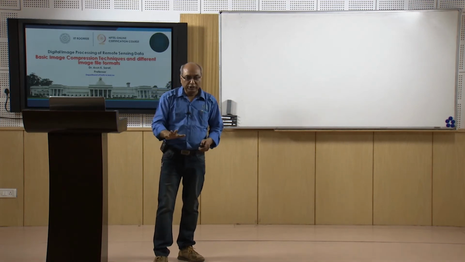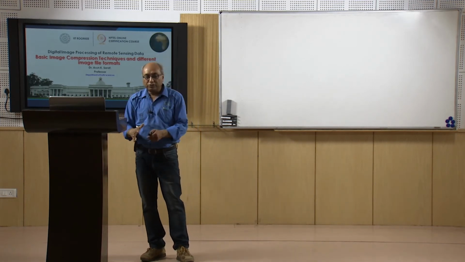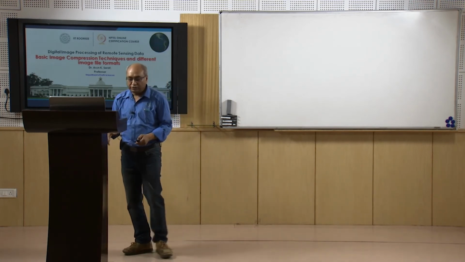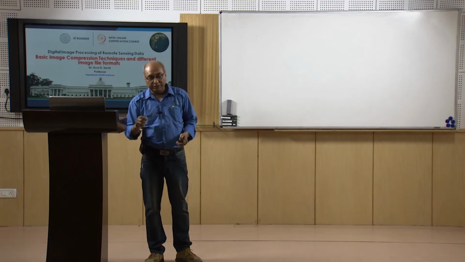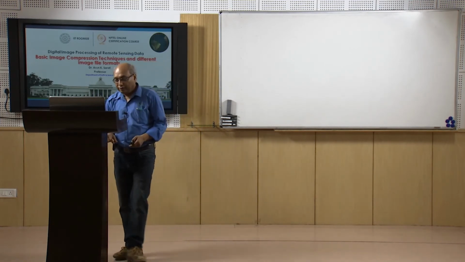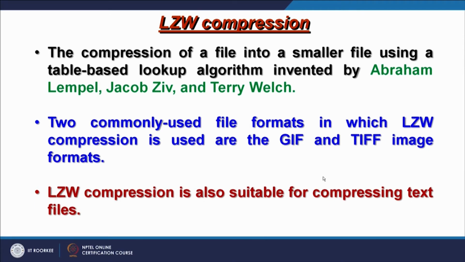So your TIFF file, maybe a GIF file, can be compressed using LZW, which is very common and has been implemented in various image processing software. You can reduce the occupancy on your hard disk for a large, higher spatial resolution image, and many image processing operations can be performed even when your image is compressed with LZW. That is another advantage of LZW. The two commonly used file formats for LZW compression, as I have mentioned, are GIF and TIFF, and this compression is also suitable for compressing text files.